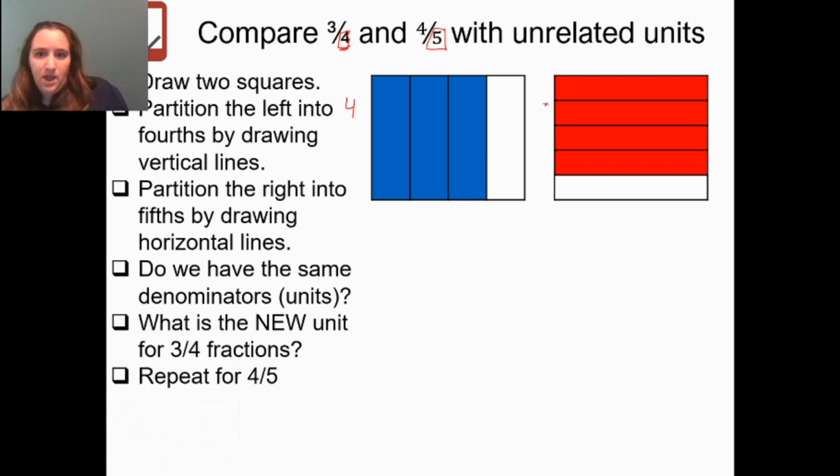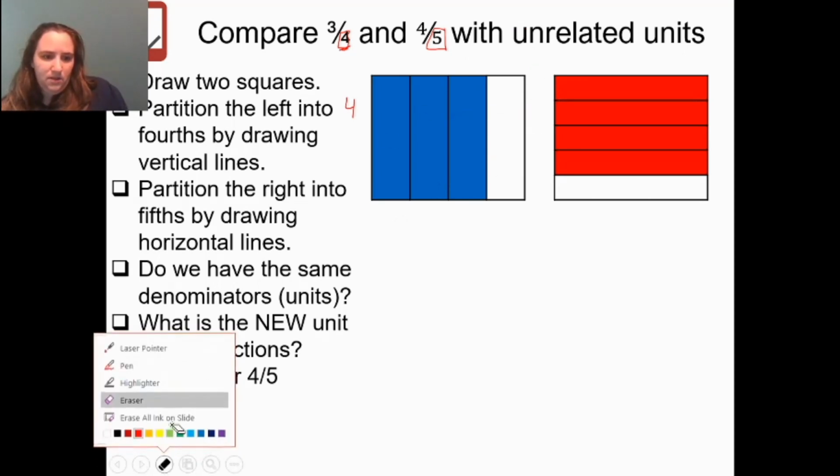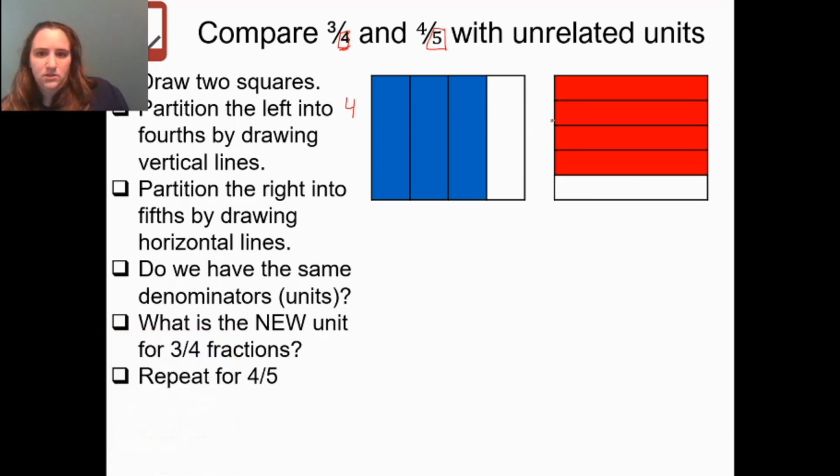So we need to go ahead and, why is that happening? That is really frustrating. We need to put them so that they have the same units. Well, let's see if I can do this now without it doing that.